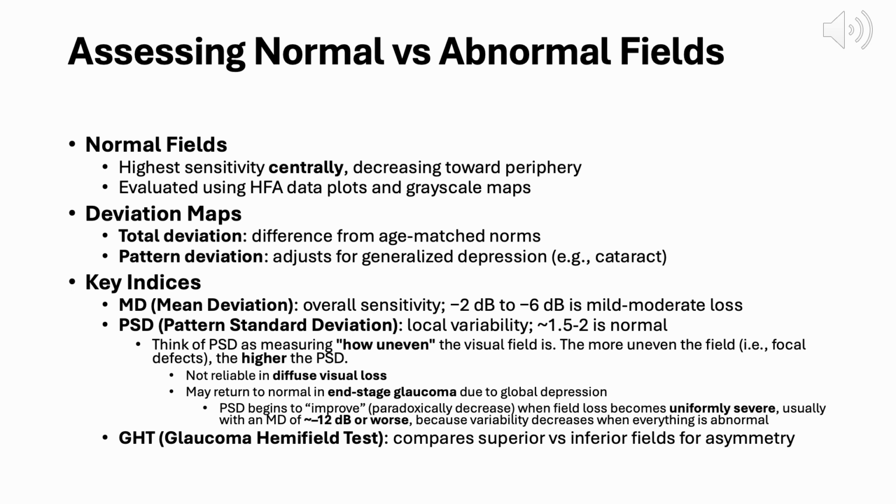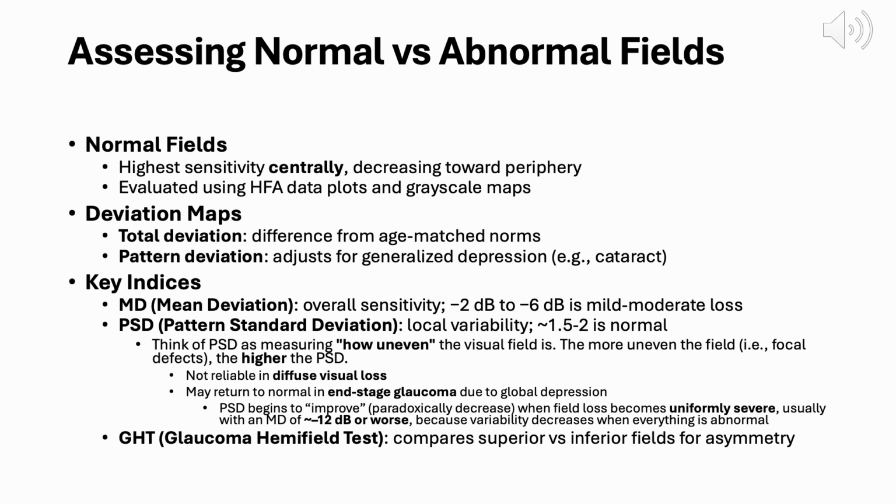Let's now go over how to interpret visual fields as either normal or abnormal. In a normal visual field, sensitivity is highest in the center and gradually decreases toward the periphery. This pattern is expected and evaluated using grayscale maps and the HFA data plots. When we suspect abnormality, we turn to deviation maps. Total deviation shows how much the patient's results differ from age-matched norms. Pattern deviation goes one step further. It adjusts for generalized depression, like what we might see from cataracts, helping us detect localized defects more accurately.